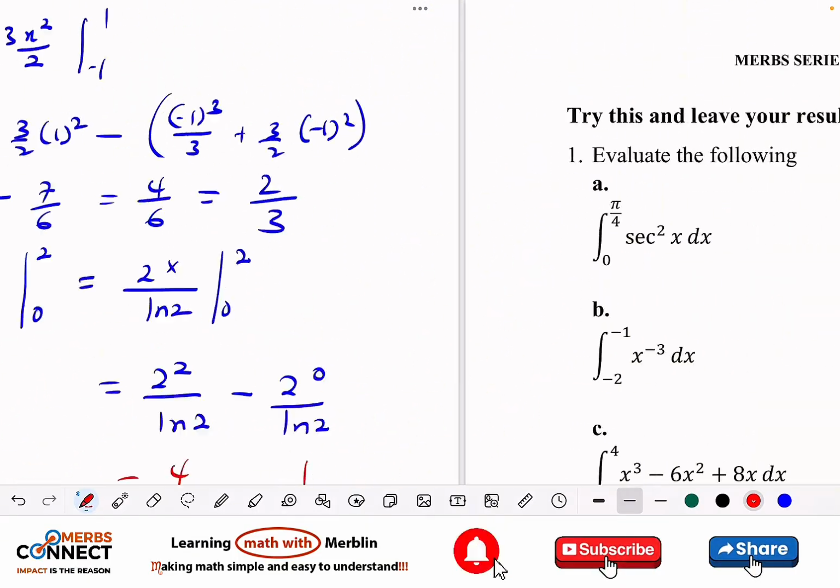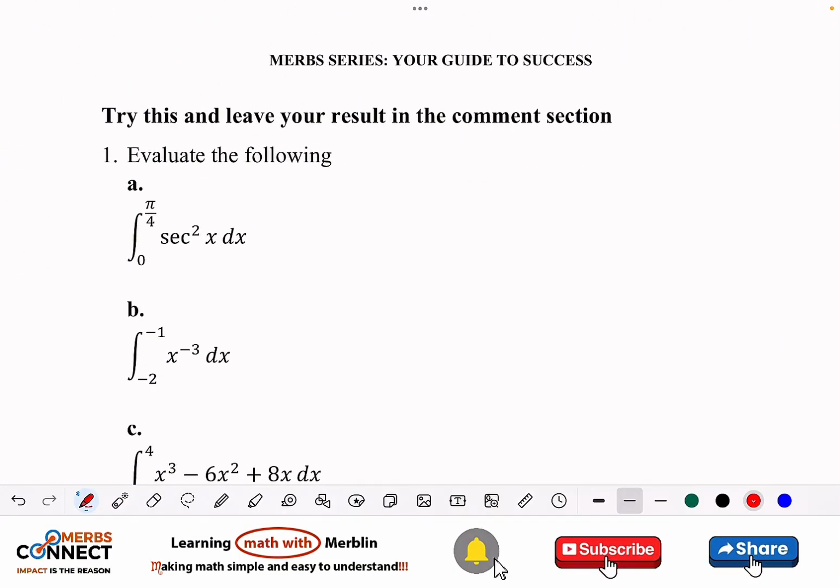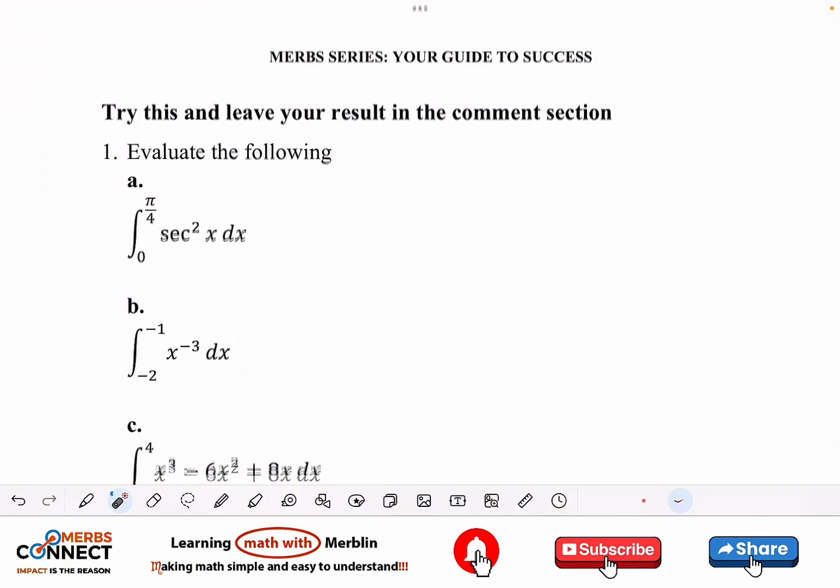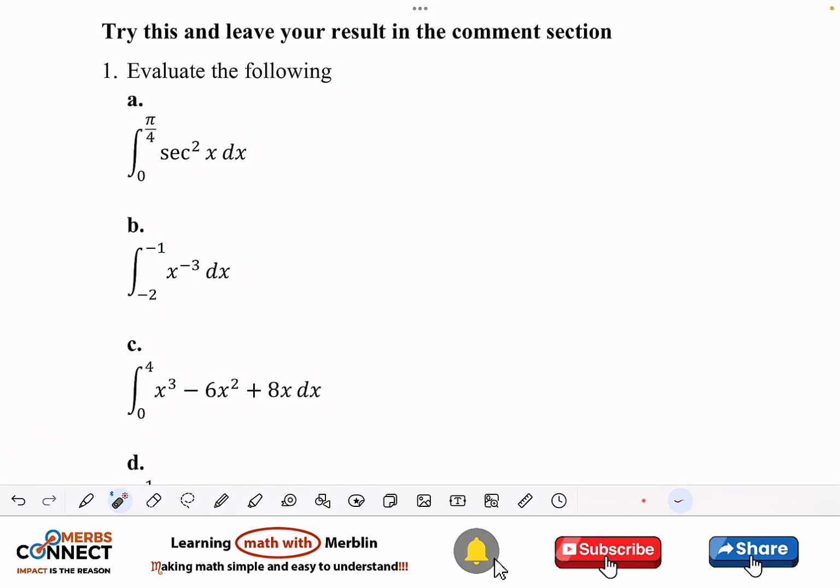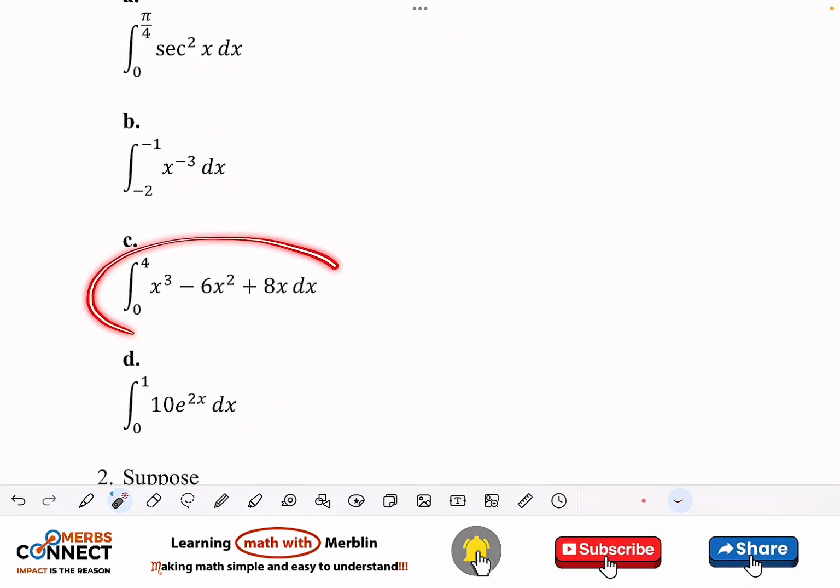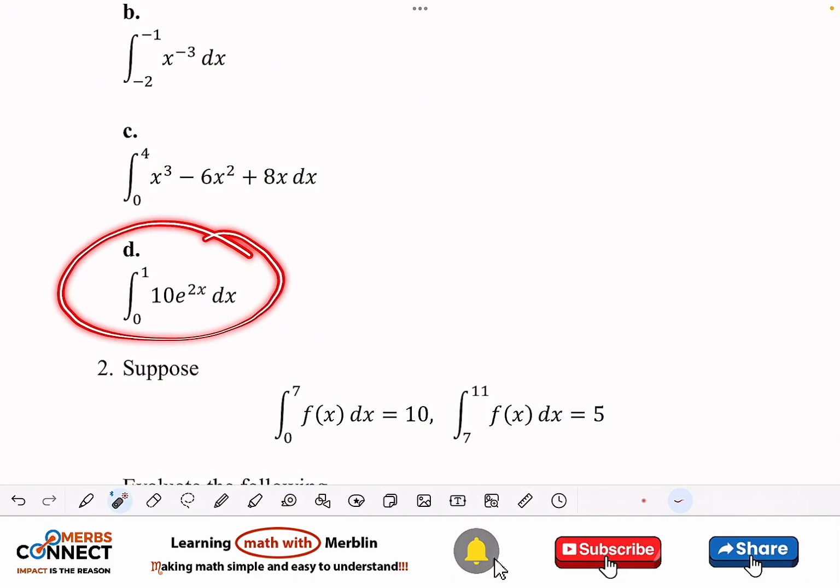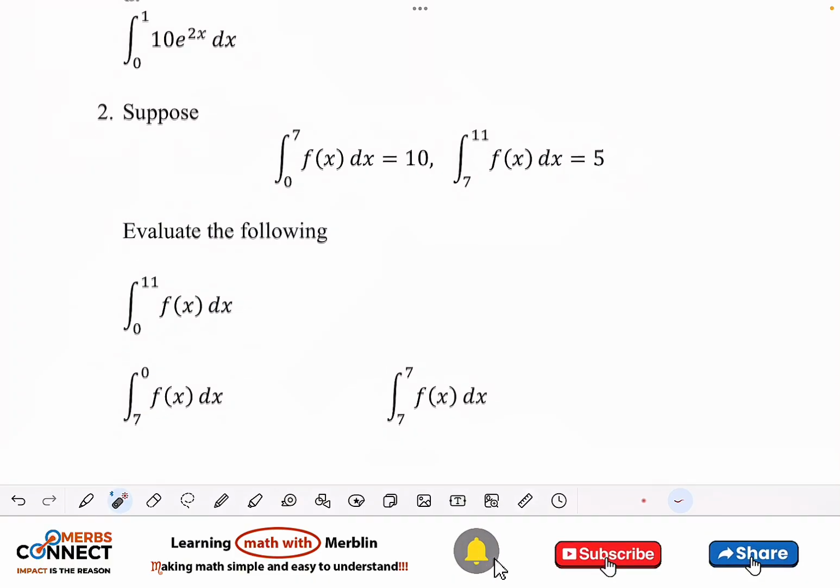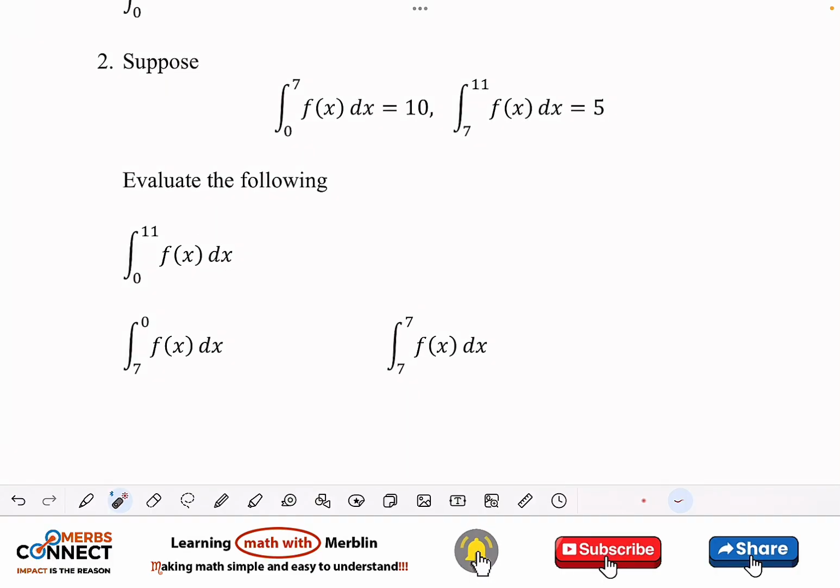Good. So this is basically definite integrals, right? Here we get a specific answer. We don't get the function that we differentiated, right? Because we have the limit there. So try this and leave your final results in the comment section. So try this one here, this one here, and this one also here. Good.